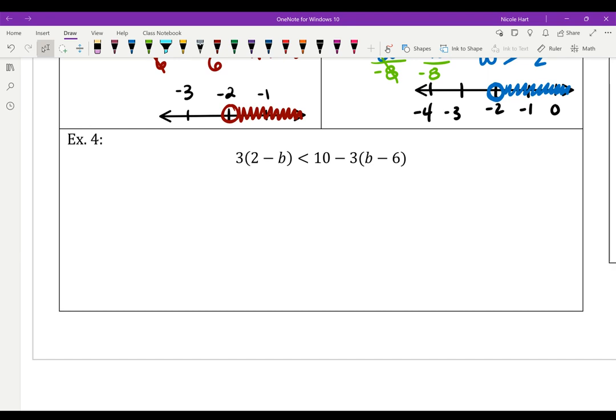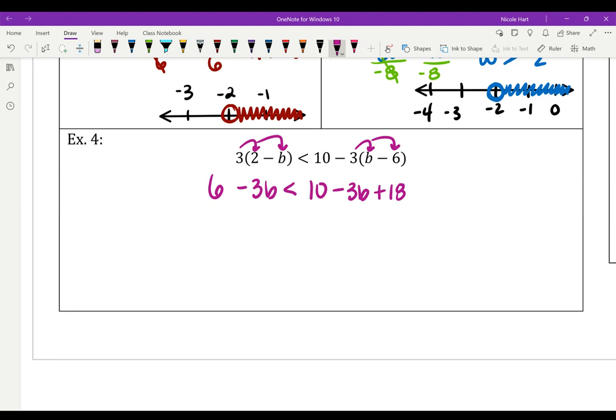All right, we have another example here. We are going to first distribute into those parentheses. 3 times 2 is 6. 3 times minus b is minus 3b is less than 10. Minus 3 gets distributed, so negative 3 times b is minus 3b. Negative 3 times negative 6 is a positive 18. Double check yourself with the signs.